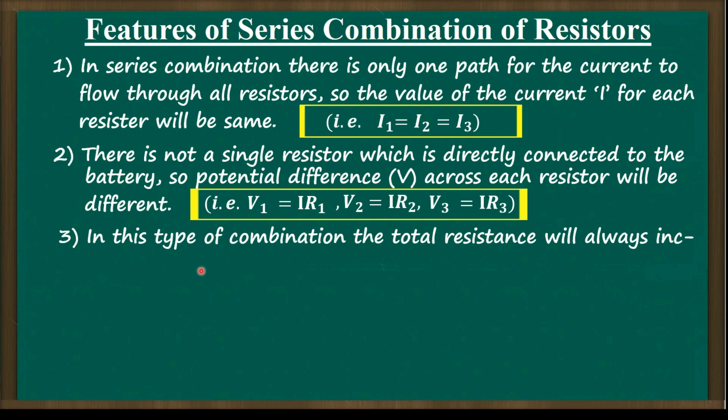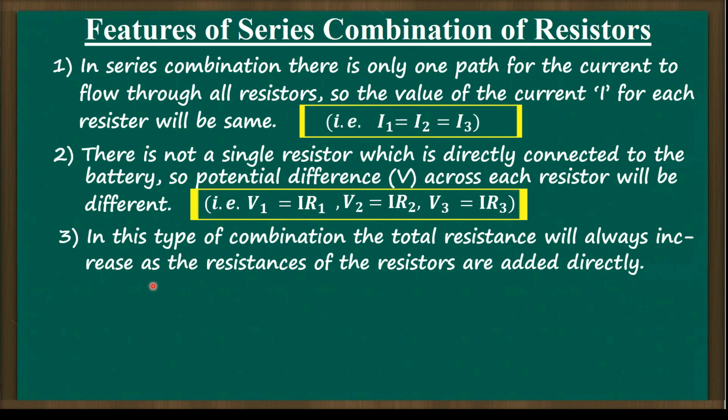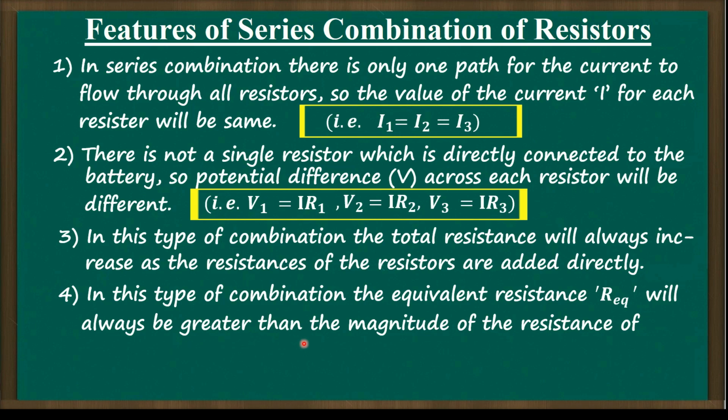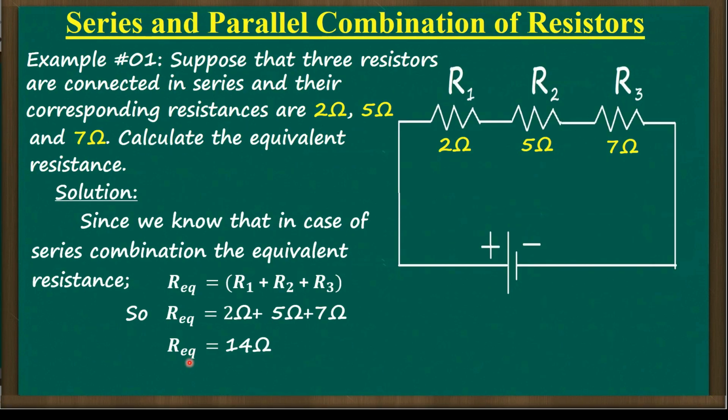In this type of combination, the total resistance will always increase as the resistances of the resistors are added directly. The equivalent resistance Req will always be greater than the magnitude of the resistance of the greatest individual resistor. For example, here you can see that the equivalent resistance is equal to 14 ohm, which is greater than the greatest resistor connected in series, that is 7 ohm.